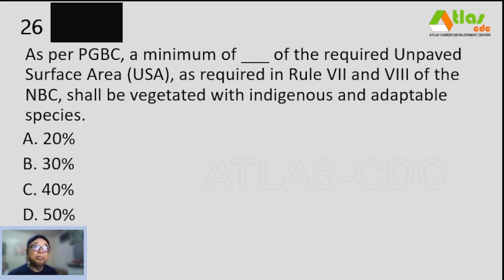As per PGBC, a minimum of blank of the required unpaved surface area as required in Rule 7 and 8 of the NBC shall be vegetated with indigenous and adaptable species. A. 20%, B. 30%, C. 40%, and D. 50%. And our correct answer is letter D, 50%.